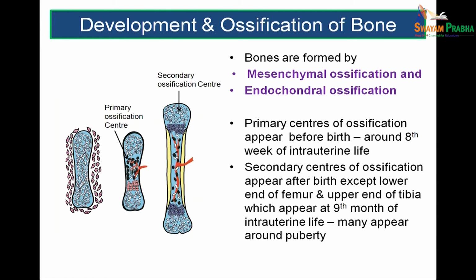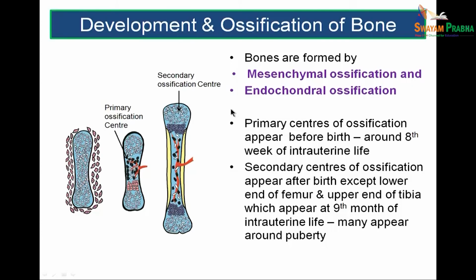Let us study the ossification of bones. Bones ossify by two methods of ossification: membranous or mesenchymal ossification and endochondral ossification. The primary center of ossification, if you look in this figure, this is a cartilaginous model of a bone. In the center of that bone appears a primary center of ossification, and there is a vessel getting in to supply this growing bone. This happens around the 8th week of intrauterine life.